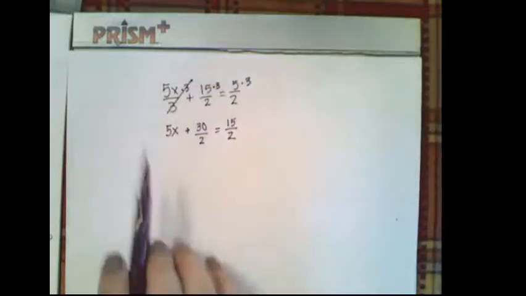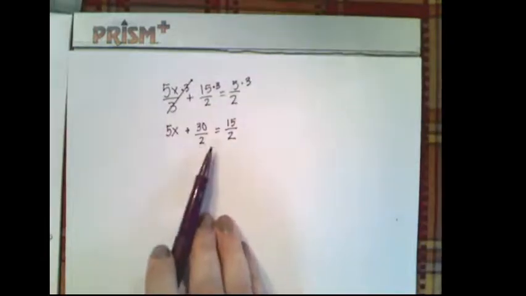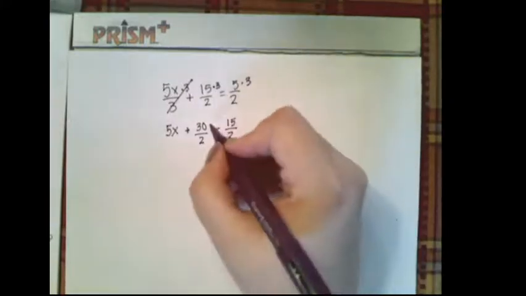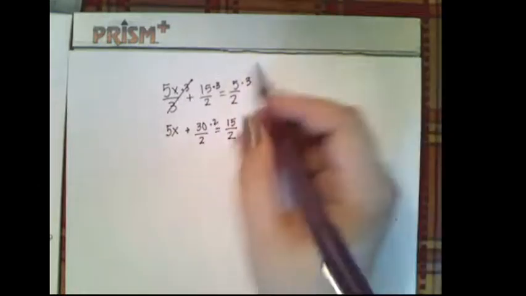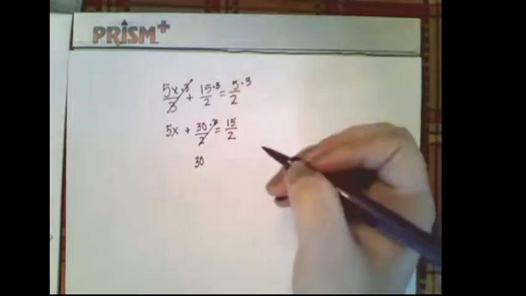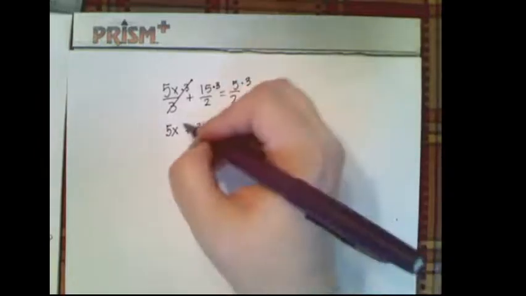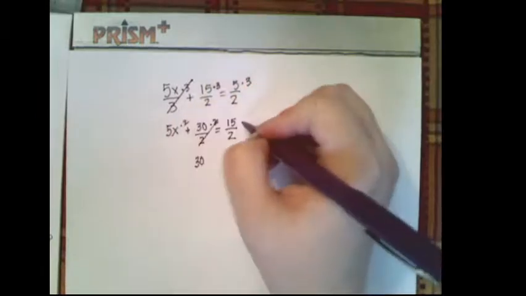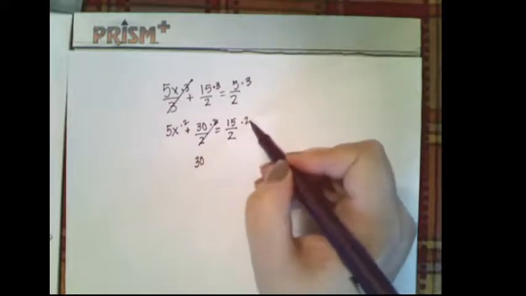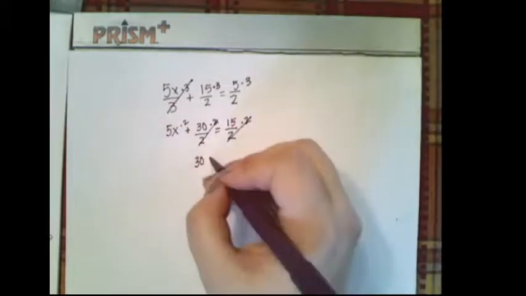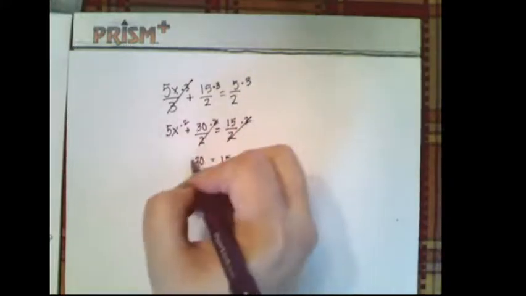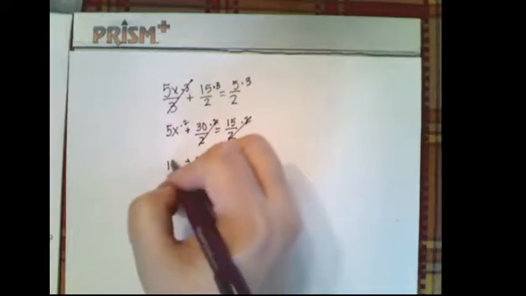So now we follow down the line. We have another fraction here. We want to get rid of this divided by 2. We do that by multiplying by 2, and then the 2's cancel out, leaving us with 30. And what we do to one term, we need to do to every term. And if you look right here, this last term is also 2 and 2, so those 2's cancel out, leaving us with 15. And then this 5x times 2 gives us 10x.